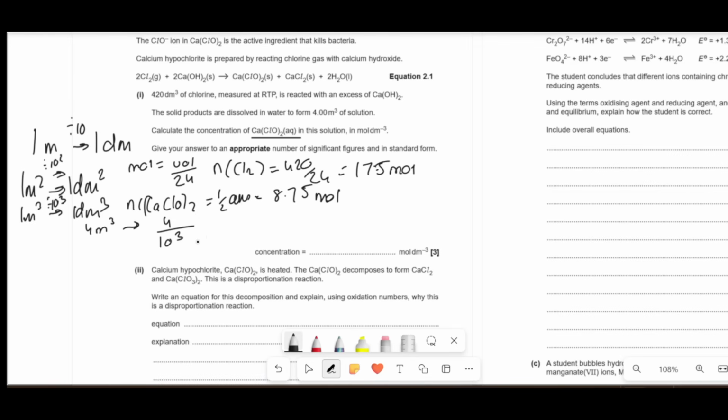So if we do that, we get our volume, whatever volume that ends up being. So then the concentration is going to be 8.75 over 4 divided by 10 to the 3. If we do that, we get 2.19 times 10 to the minus 3 if we keep it to 3 significant figures.